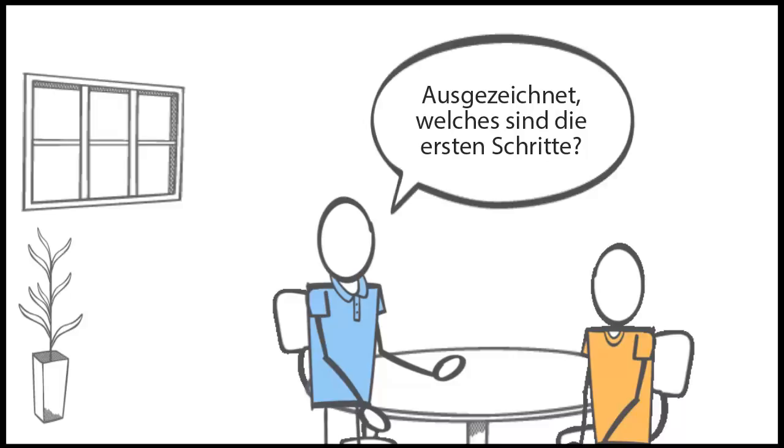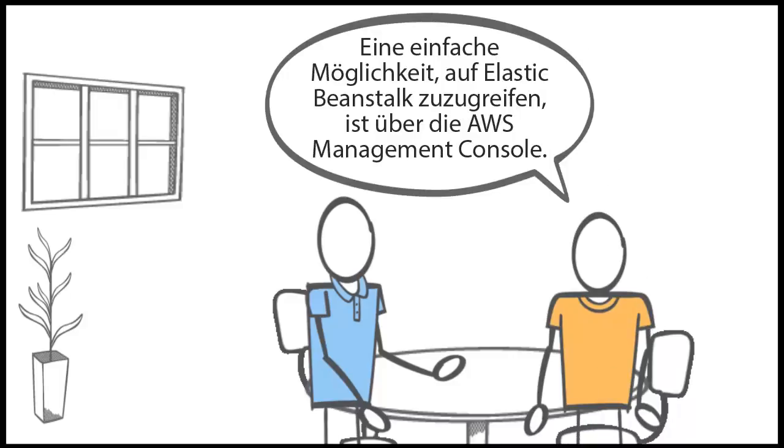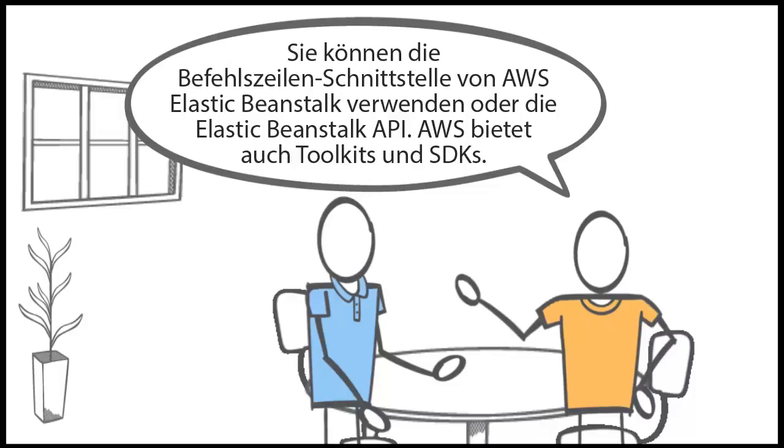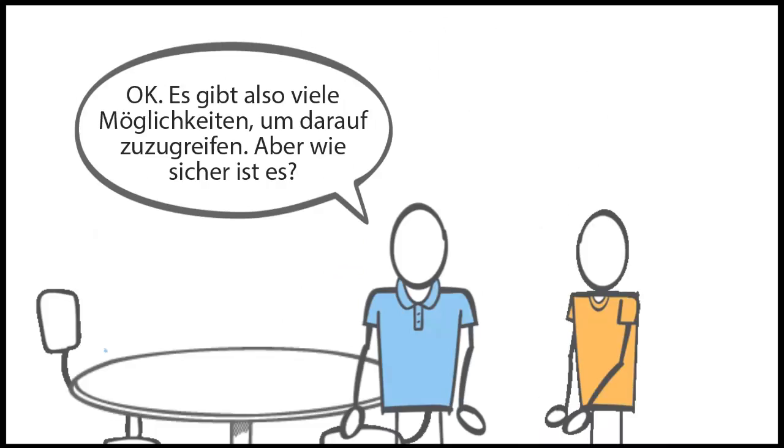Very cool. So how do I get started? An easy way to access Elastic Beanstalk is through the AWS Management Console. You can also use the AWS Elastic Beanstalk command line interface or the Elastic Beanstalk API. AWS also provides toolkits and SDKs. Okay, so there are a lot of ways to access it. But how secure is it?